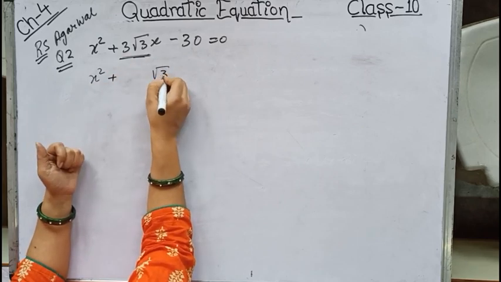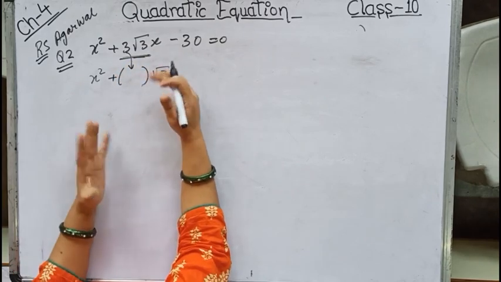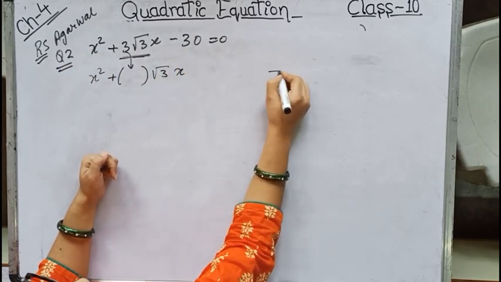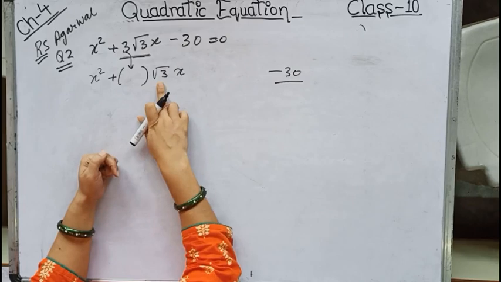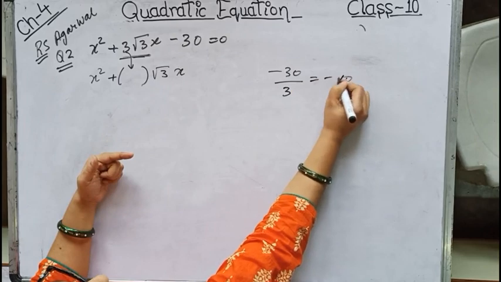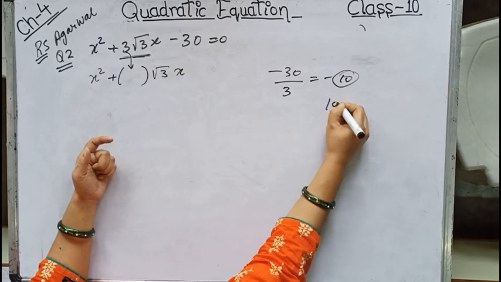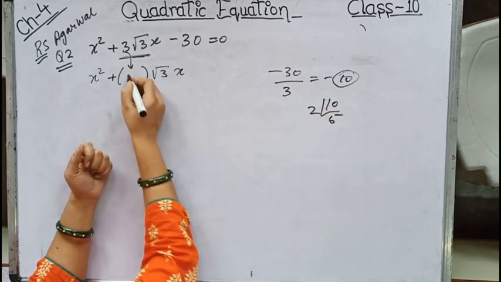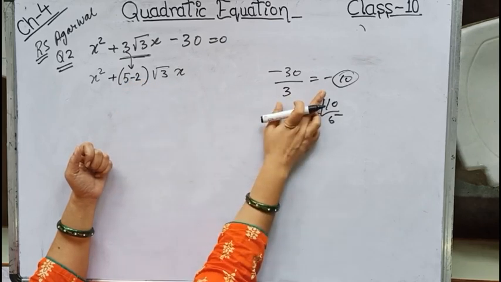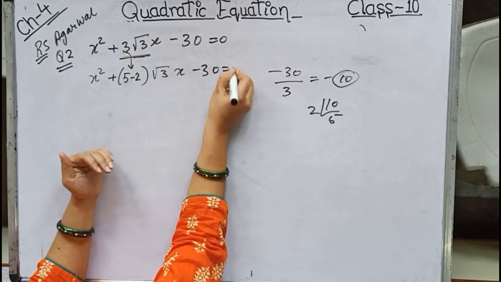What I do is I take this root 3 outside and arrange this 3. I used to tell the students to arrange 3. Now the product of the first and the last term is minus 30. Minus 30 divided by root 3 square, that is 3, will be equal to minus 10. Now this minus 10 I will arrange to get the value 3. So this 10 is 5 twos, so I can write this 3 as 5 minus 2. So 5 into minus 2 is minus 10 and 5 minus 2 is 3. I think now you understand. And minus 30 equals 0.